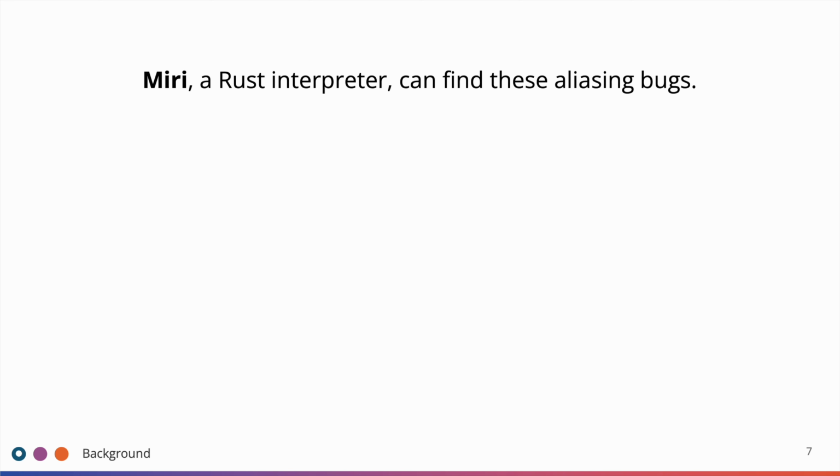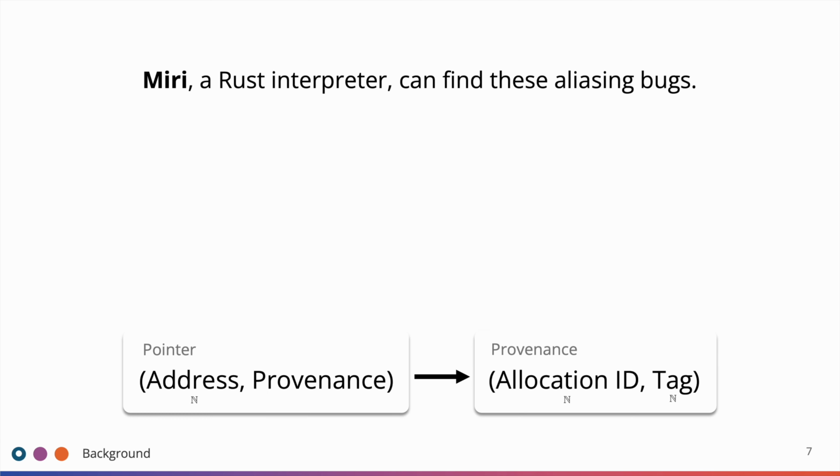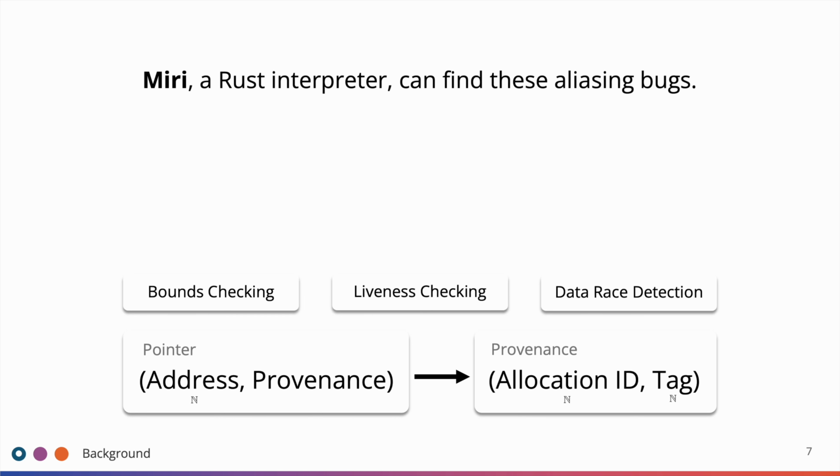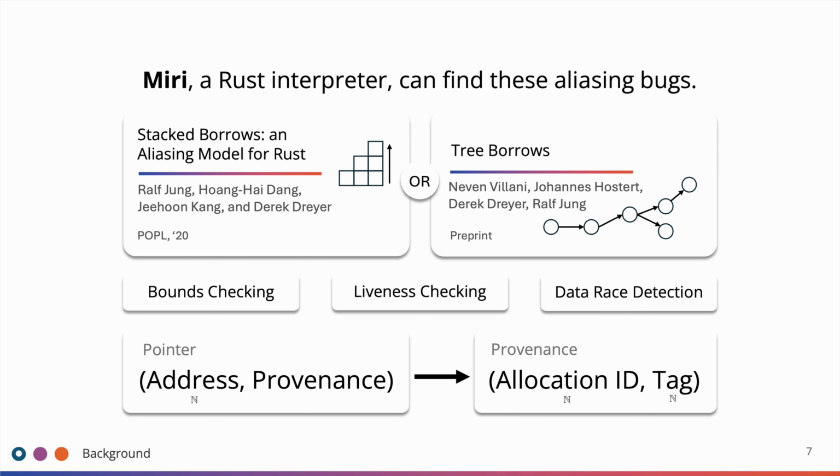Developers can find aliasing violations using MIRI, a Rust interpreter. MIRI associates every pointer with this provenance metadata, which is used to find a bunch of different classical forms of undefined behavior, like accesses out of bounds, uses after free, data races. But MIRI is also the only tool that can find these Rust-specific aliasing forms of undefined behavior. And MIRI supports two different models, two different definitions of what it means for a program to be in violation of the borrow checker's assumptions. These models are stacked borrows and tree borrows. Neither model is canonical, and both are more or less permissive in certain situations.